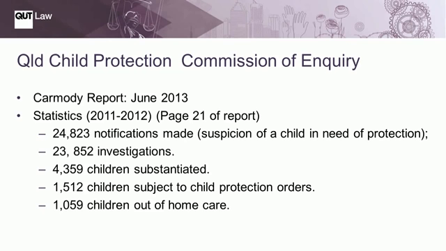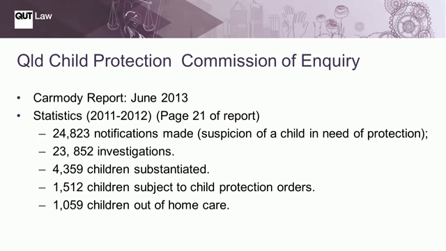Of those investigations, and remember there may be multiple investigations for one child or one family, 4,359 children were the subject of a finding that the allegation or notification raised was substantiated, child in need of protection. What that means is that the child has experienced harm and or there is an unacceptable risk of harm. Of those children, 1,512 were subject to child protection orders. Another 2,383 children were the subject of consent-based intervention with parental agreement. Of the 1,512 children that were the subject of child protection orders, 1,059 of those children were placed in out-of-home care.